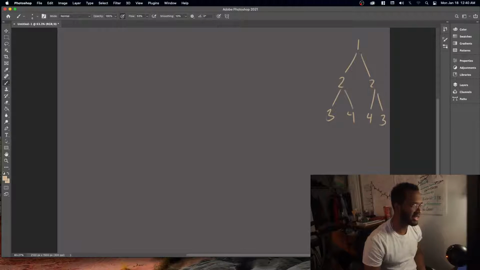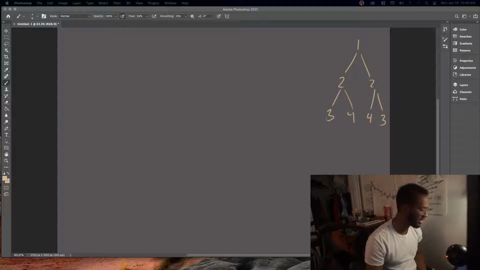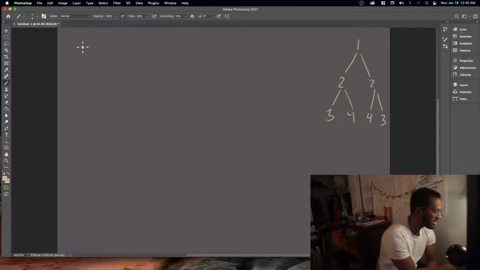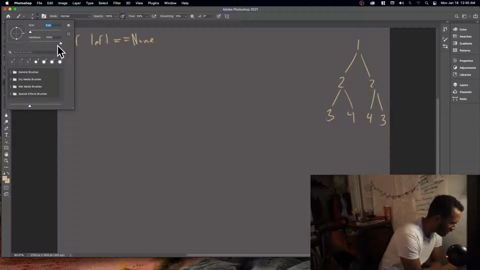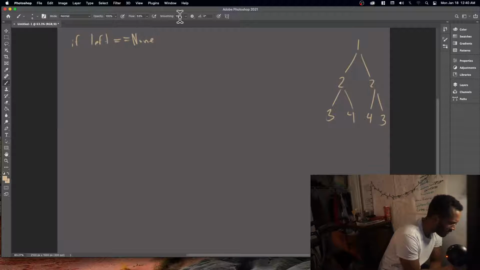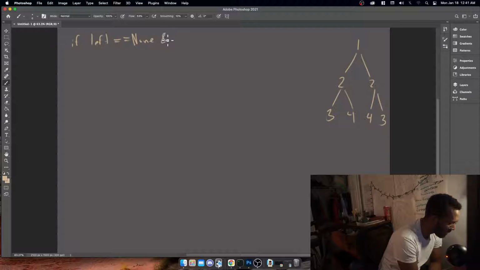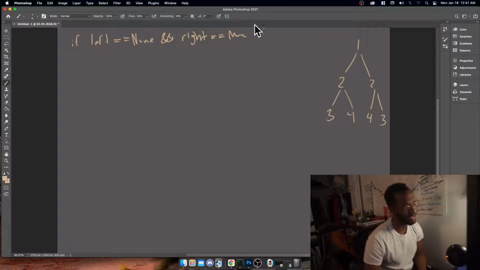The second thing I'm going to do is write the code on the side of the screen. It's going to be quick, but the point is we're going to do, in pseudocode, if left equal none, and right equal none.